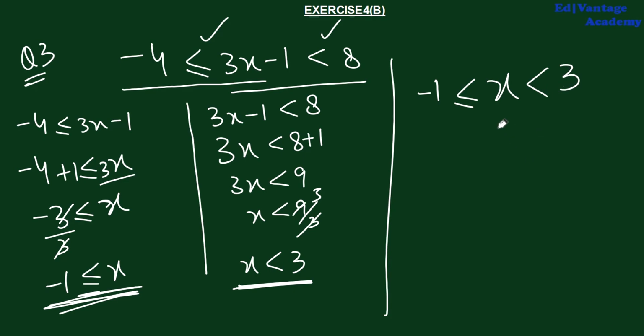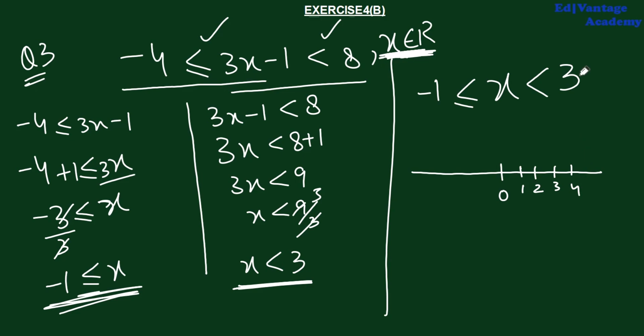How do we plot a graph? x belongs to real numbers. This is important. You need to know what x belongs to: real numbers, integers, whole numbers, or natural numbers. If you make a mistake here, everything will come wrong. They have asked us to graph the solution set. I'll make a number line; since here it's maximum 3, I won't go more. Minus 2, minus 3, that's enough for this question.